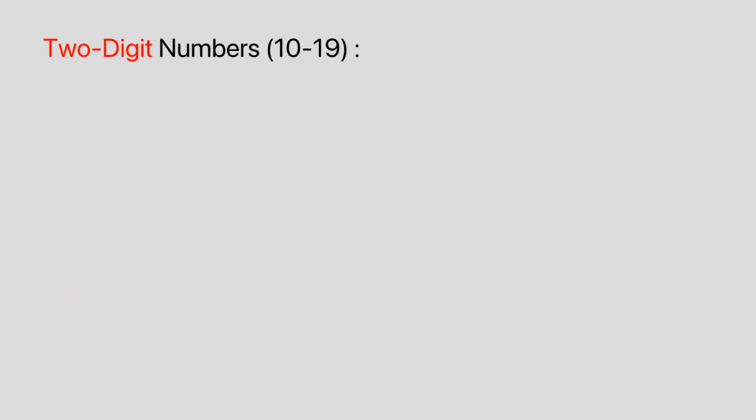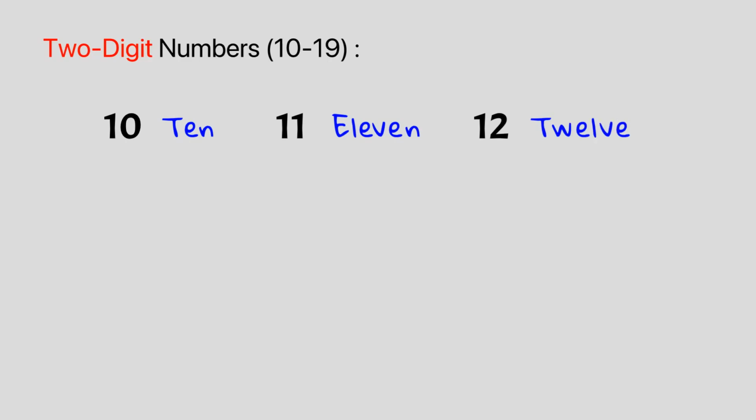Two-digit numbers. We will first learn the special 10 to 12, then the teens and proceed to the rest. Are you ready? Let's do 10 to 12. 10, 11, and 12. Brilliant.